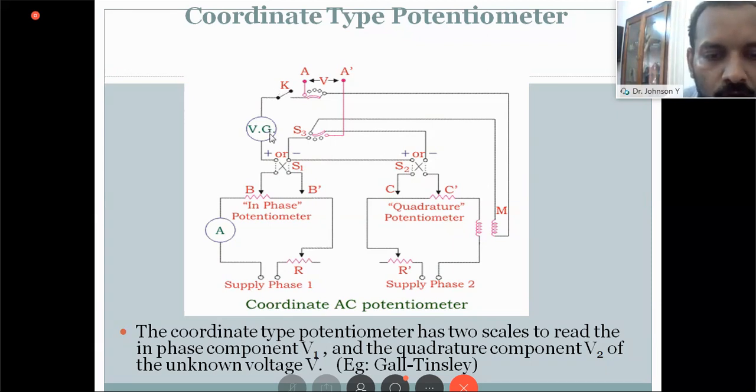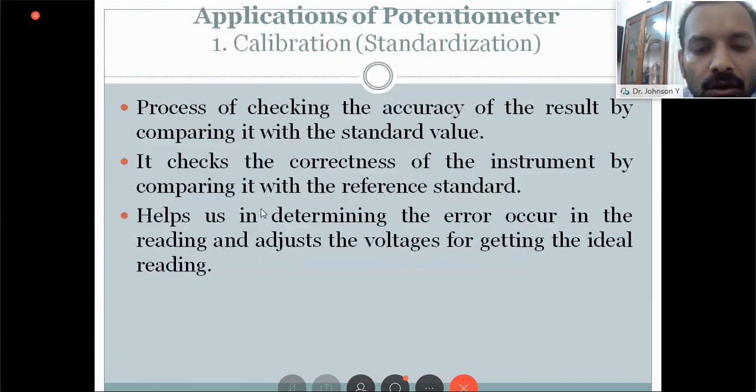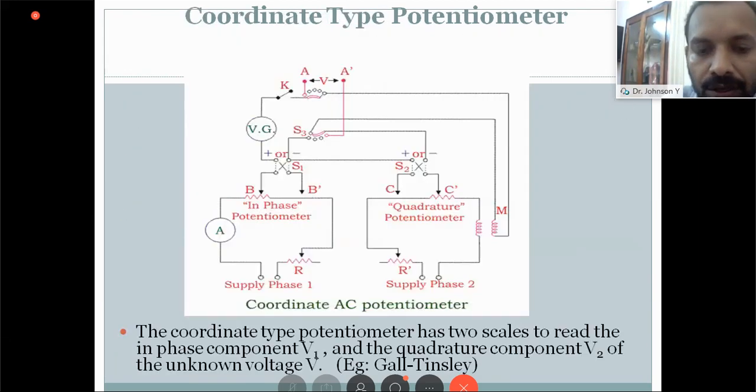Here, a galvanometer is placed. This is a vibration galvanometer. A vibration galvanometer is normally used in AC measurements. In DC, we will not use a vibration galvanometer; there, the Arsonval type moving coil galvanometer is used. Here the vibration galvanometer is used in AC measurements, and here, in the in-phase potentiometer and the quadrature type potentiometer, both are at a 90-degree phase difference.